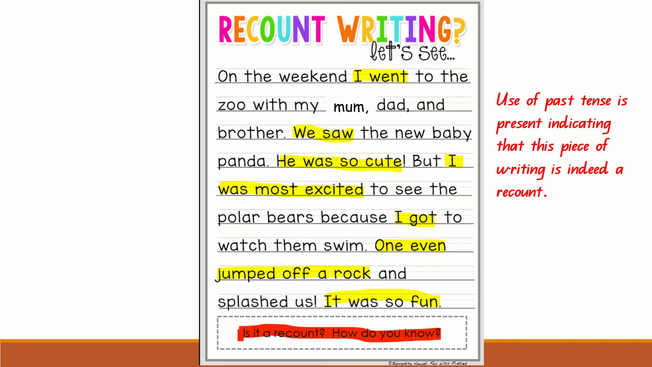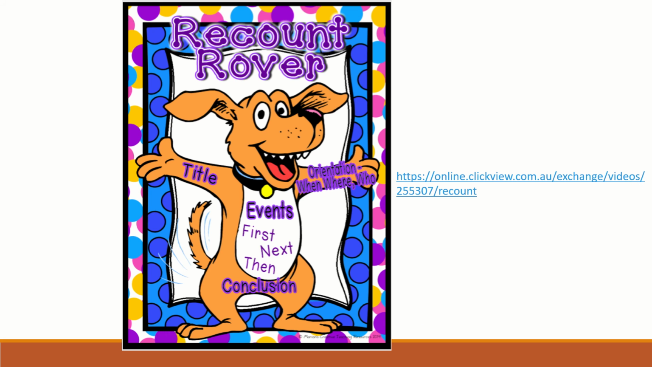So the question at the bottom, is it a recount? Yes, it is. How do we know that? Because of its use of past tense. So this is Recount Rover, and it tells us that we always must need a title, orientation, who, what, when, where, why, and the events in sequential order, first, next, then, and then the conclusion.